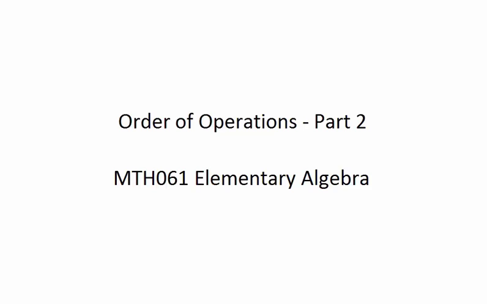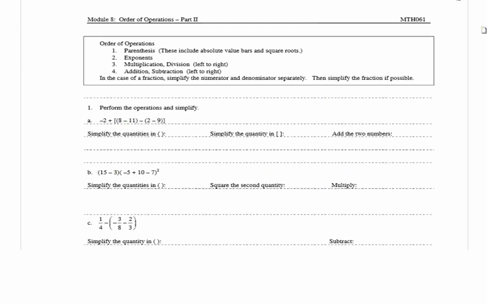In this video, we're going to be looking at order of operations. In number 1, it wants us to perform the operations and simplify. In A, we have negative 2 plus (8 minus 11) minus (2 minus 9).